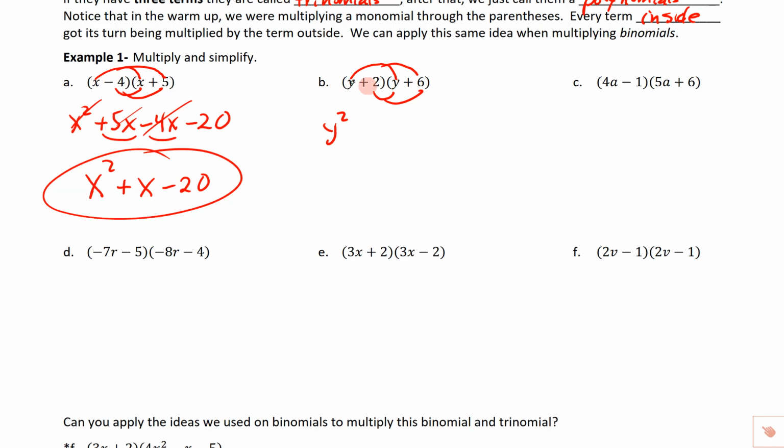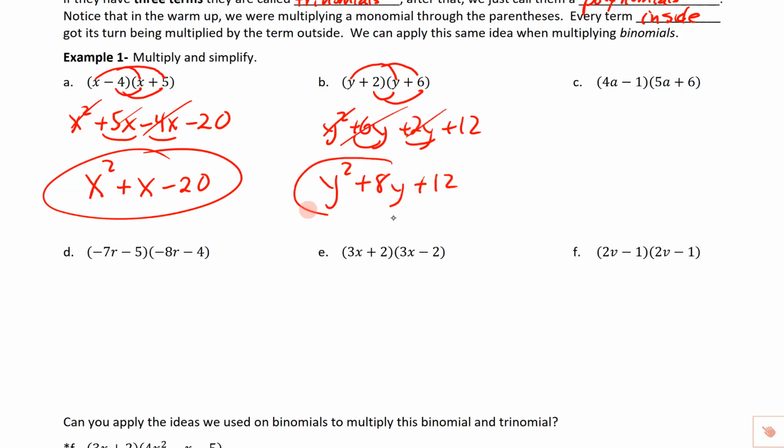Y times y is y squared. y times 6 is 6y. Again, notice the sign there. Positive 2 times y, that's going to be plus 2y. And then I've got a 2 times 6, that's going to be a plus 12. Again, notice that I've got the right sign in front of everything. The one that comes first, I don't have to write that sign. That's just by convention. So we're going to write down y squared. We've got that one. And then those two are like terms. We combine those together and we get 8y. Done with those, and then the only thing left is the constant at the end.